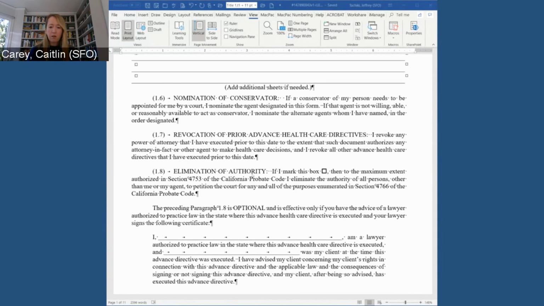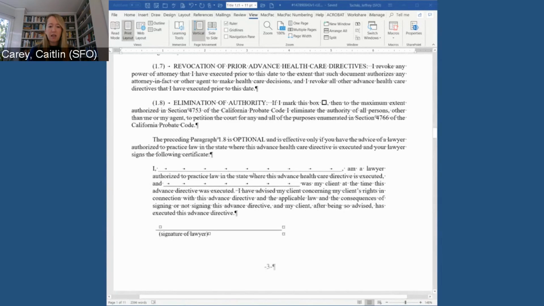Section 1.8, I'm going to skip over this. What this does is if you check that, it eliminates the ability of a third party to contest your agent's decisions about your healthcare in court. Unfortunately, in order for that check mark to be effective, an attorney would need to fill out the rest of that section and sign stating that they've advised you about that. Because this is just a webinar, not an actual legal engagement, I'm not able to sign that for anyone listening. So unfortunately, we need to skip that, and you should not check that box in 1.8.